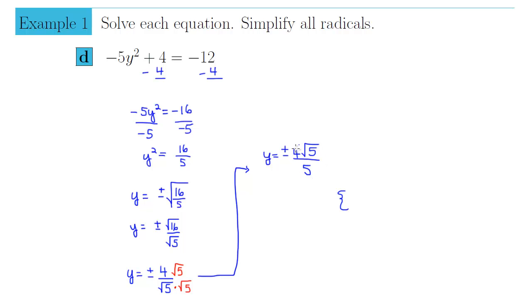This does not simplify any farther, so it tells me that my final solution set to this quadratic equation is simply the two numbers, negative 4 times the square root of 5 over 5, and positive 4 times the square root of 5 over 5. I'll leave it for you to do the check.